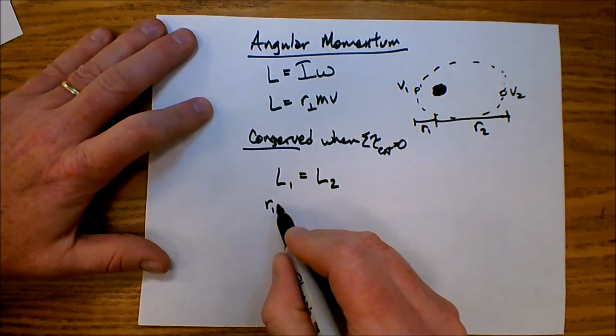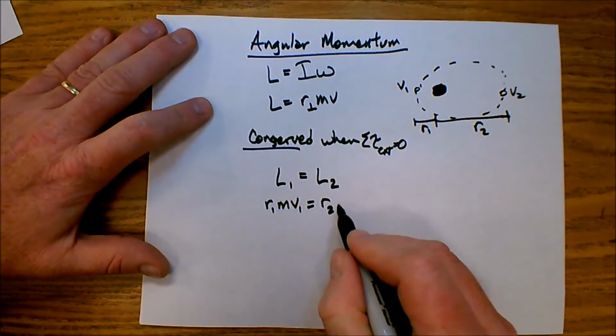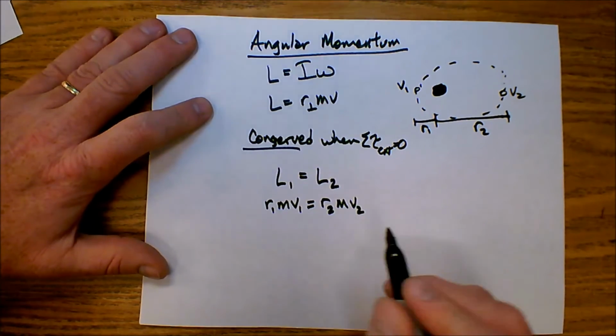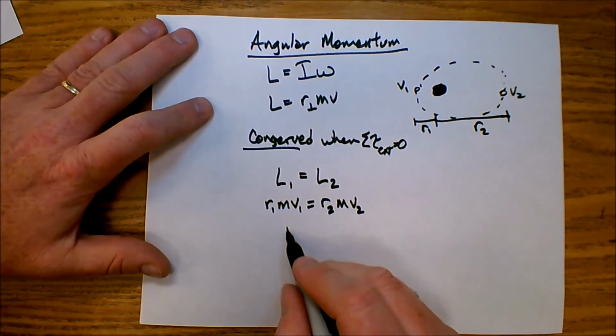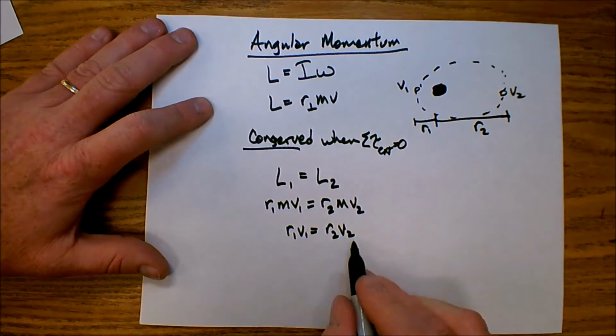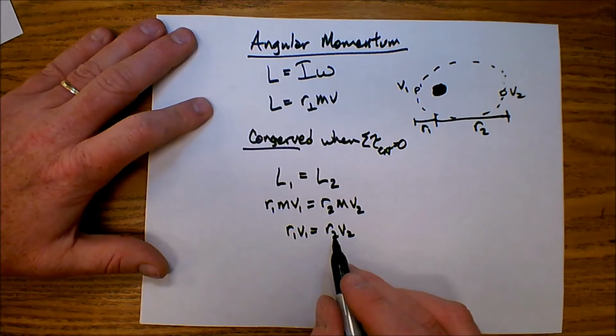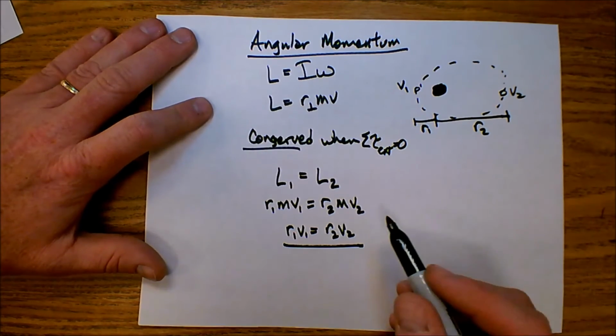So L1 is going to be r1, mass of the satellite, times v1. Now will equal r2, mass of the satellite, times v2. And so as you can see, the mass of the satellite will divide out, and I'm left with r1 v1 equals r2 v2. And this can then be rearranged and solved for v2 or for r2, or any of these can be solved for by using conservation of angular momentum.